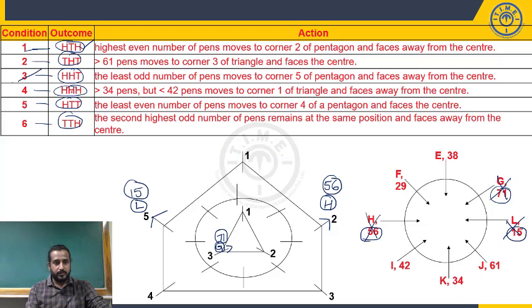Now fourth outcome, head, head, head. Condition number 4. What is that? More than 34 and less than 42. More than 34, less than 42. Which number is it? 38.